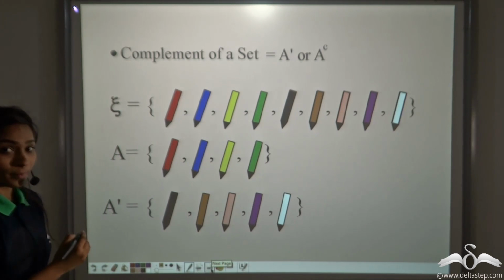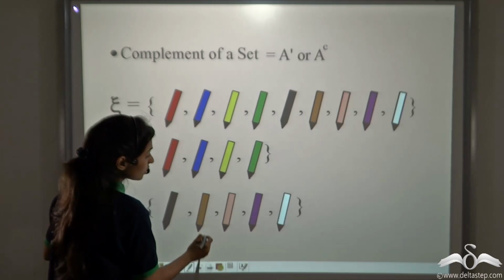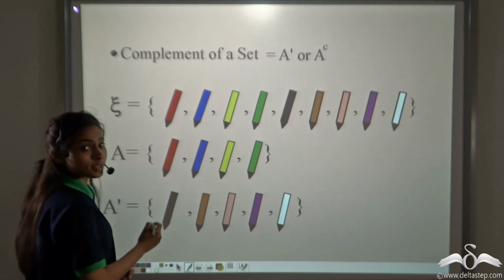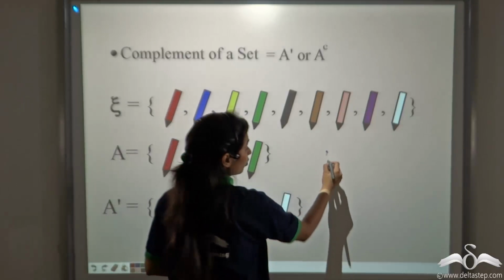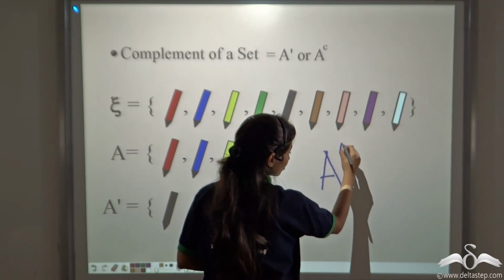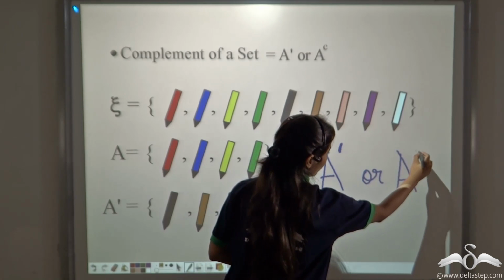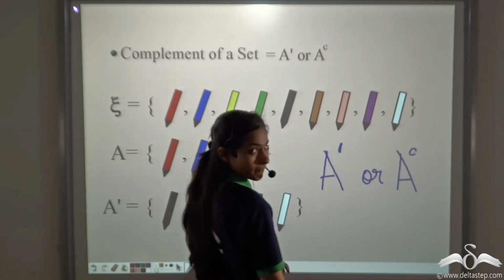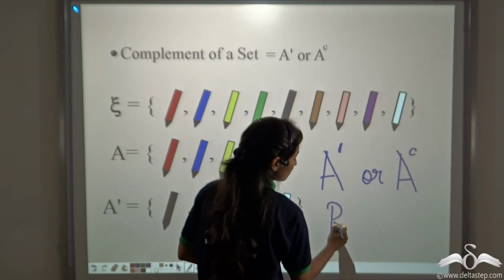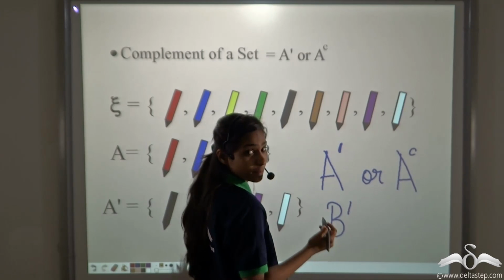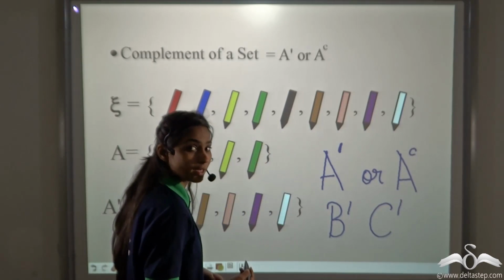Now, what is a complement of set A? That is, these are the crayons which do not belong to set A. Now, how is it complement denoted? It can be denoted as A dash or A complement with a small c. Now, in the same way, you can write any set's complement. Suppose B dash, that represents B complement, or C dash, that represents C complement, and so on.